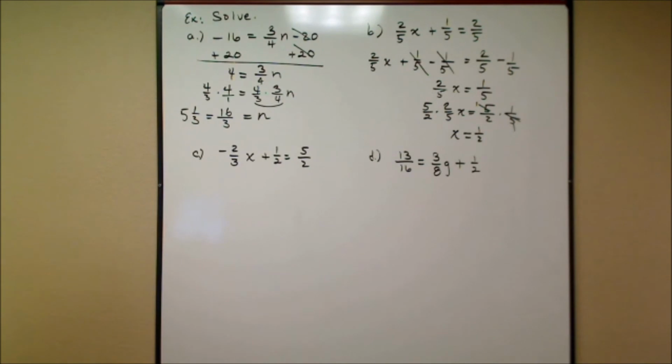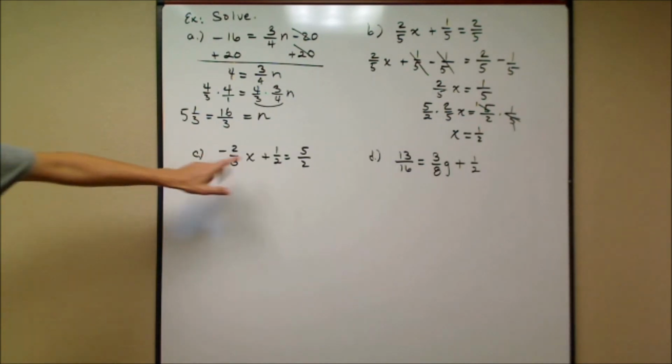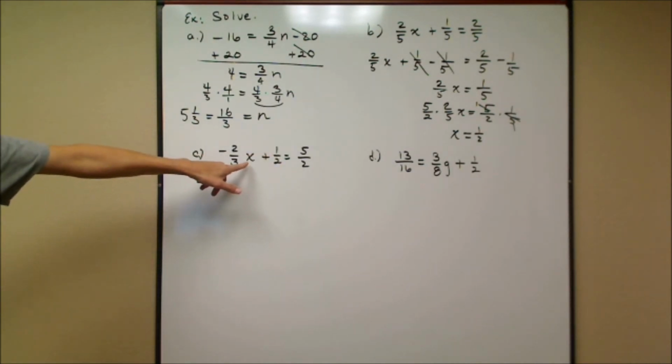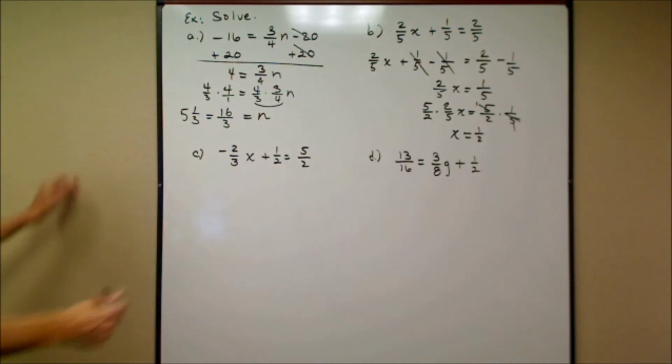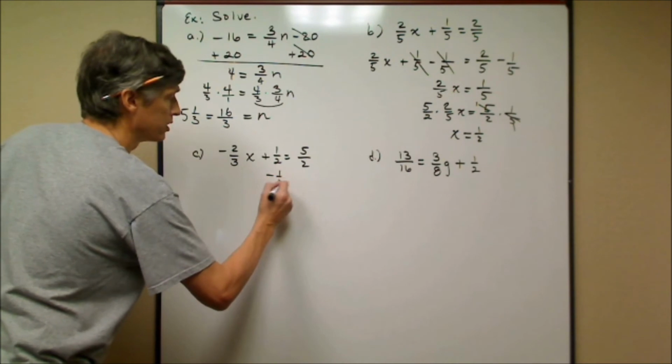This example, more of the same. I've got fractions all the way through. My variable x is right here. It's being multiplied by negative 2/3, and there's a half being added to it. I'm going to subtract the half from both sides.